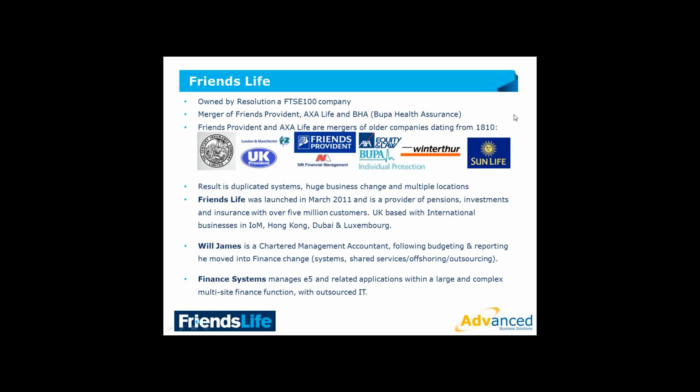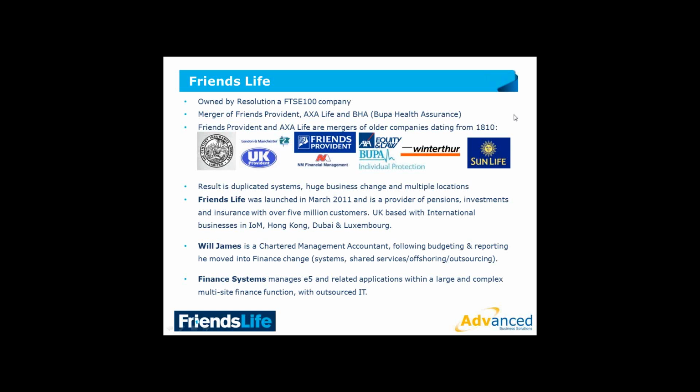My background is as a chartered management accountant, so I did quite a long stint in budgeting, planning, modelling and so on. Found that a bit too exciting, so moved into finance change in its various flavours, be it systems, putting in general ledgers, and introducing shared services and offshoring. The key thing throughout that, whether it's budgeting or offshoring, is I've got a passion for people, behaviours, and making change sustainable. At Friends Life, I look after finance systems, so that's E5 from Advanced and related applications in what's very complex because it's multi-site and we've got outsourced IT partners.